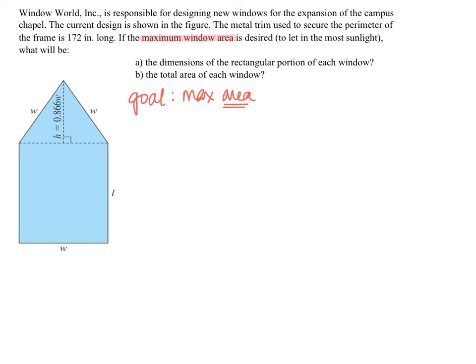So when I look at this figure, this geometric figure is actually made up of two geometric shapes. We have a rectangle on the bottom and a triangle on the top. So we're looking for the maximum area of both of these shapes combined. So I'm going to use A for area, and I'm going to write this as my total area. So the total area of the entire window will be found by basically adding the area of the rectangle to the area of the triangle. That'll give us the area of the entire window, the entire shape. So this diagram is actually already labeled for us, so we're not going to have to choose any variable names.